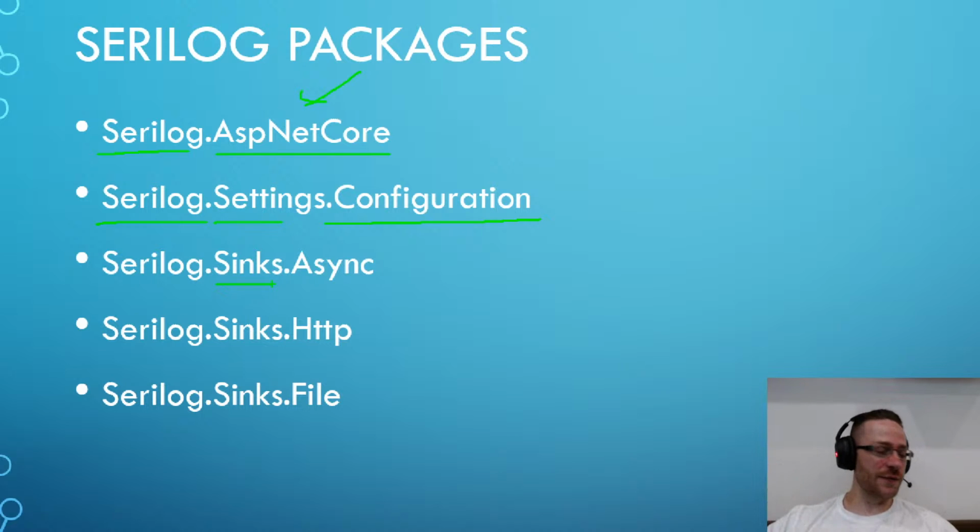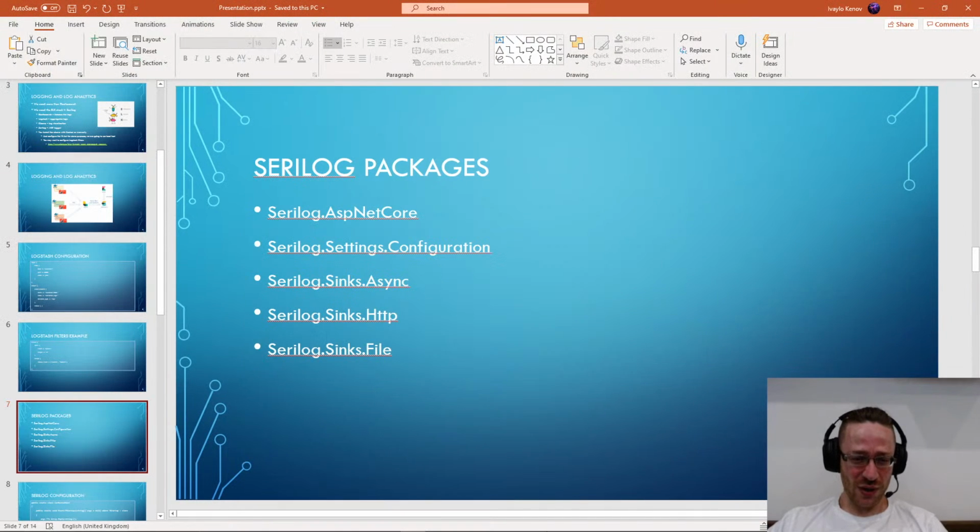For each different type of Serilog communication, there is a different sink. For example, we can have an asynchronous sink if we want everything to happen asynchronously, and that's the preferred approach in an ASP.NET Core application. We may have an HTTP sink, a file sink, and so on. So if we want to send logs to a file, we can use the Sinks.File package. If we want to send logs through HTTP, we can use the Sinks.Http package, and so on and so on. So we need to install these packages.